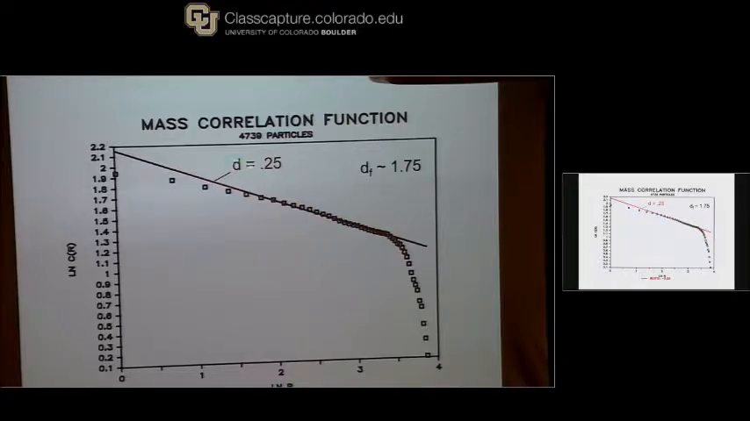The slope is minus 0.25. You should think that it should be minus 1.25 because it should be the sum of that, and the fractal dimension should be the dimension of space. But this is a projection, so the dimension of space is reduced to 2 dimensions.